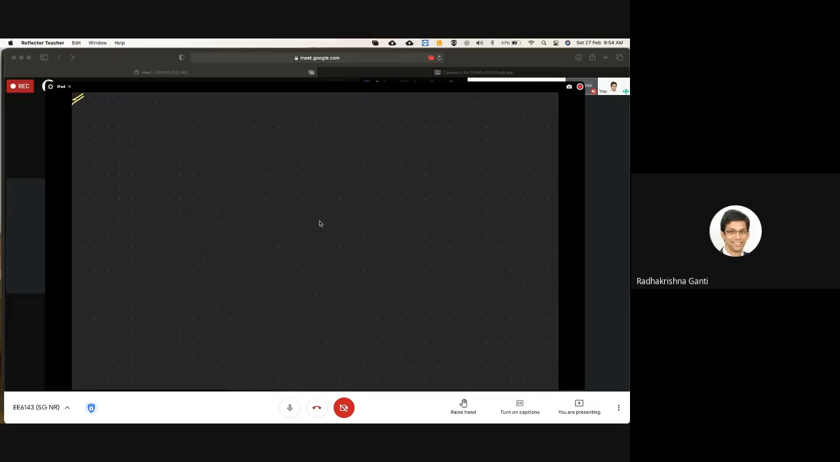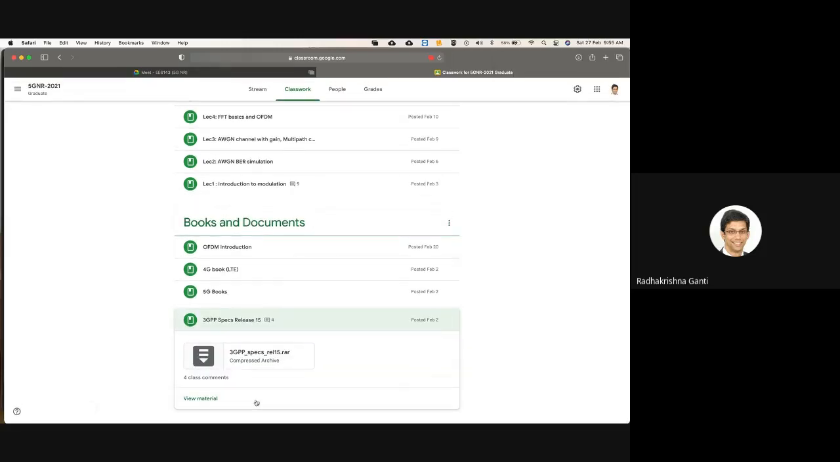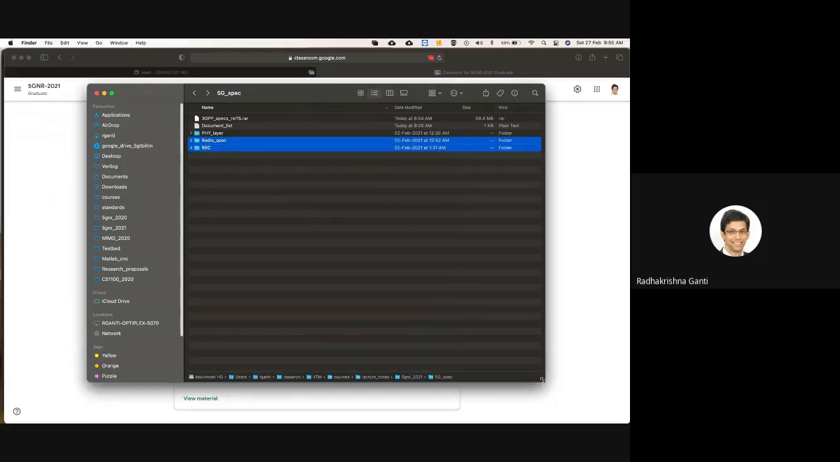Before I start 5G, the first thing I'm going to talk about is the documents that are required to understand the specification. I'm going to switch to Google Classroom. In the Google Classroom, in the books and documents, there's something called 3GPP specs release 15. Ashwati downloaded the latest release 15, I think 15.8 if I'm not mistaken, converted them to PDF and put them in a compressed archive. You can download them. Yes, I was able to download them. If you uncompress them, you'll have these three folders: file layer, radio spec, and RRC. It's very small, let me just increase the font.